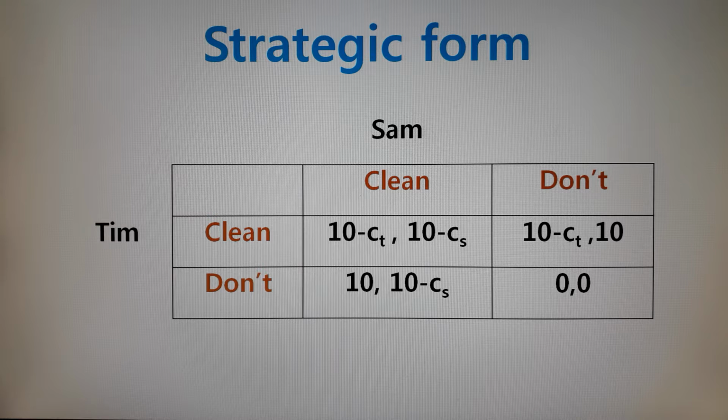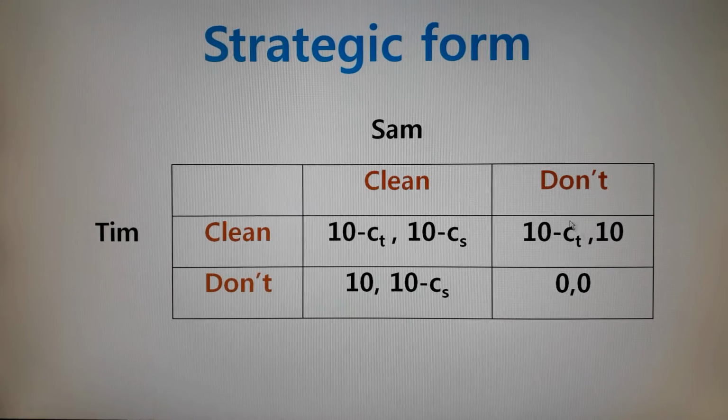We were in the middle of talking about the examples of Bayesian Nash equilibrium, which is an incomplete information game. If you remember, at the end of the last lecture, lecture 37, I talked about the roommate game, where there are two roommates, Tim and Sam. If they do not clean the room, they get 0 and 0. But if one of them or both of them clean the room, their utility increases by 10.